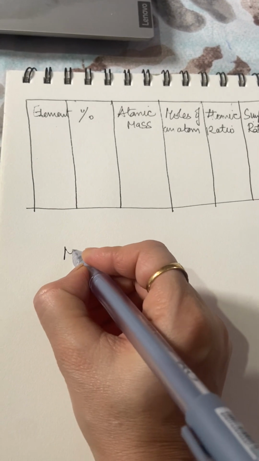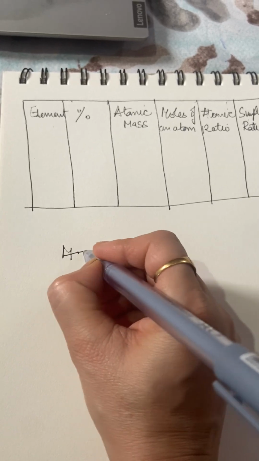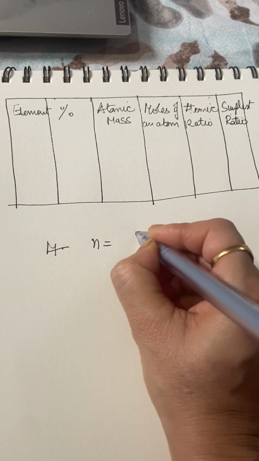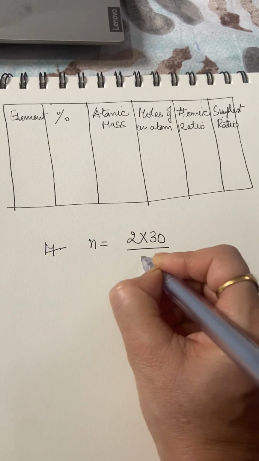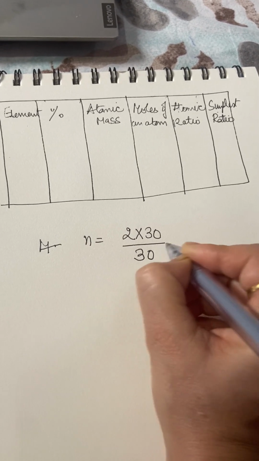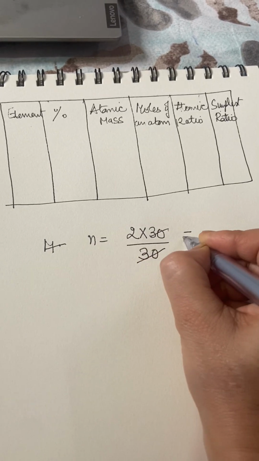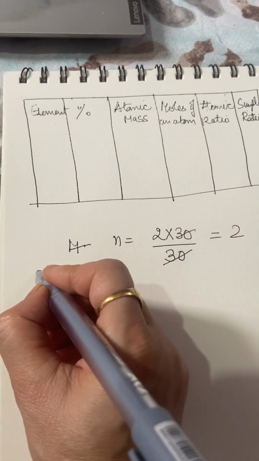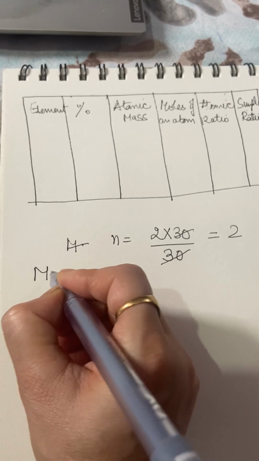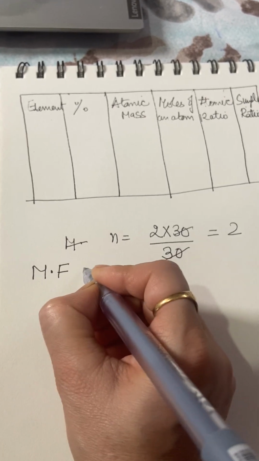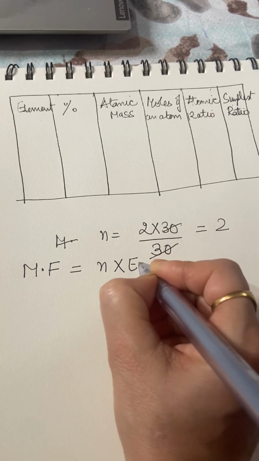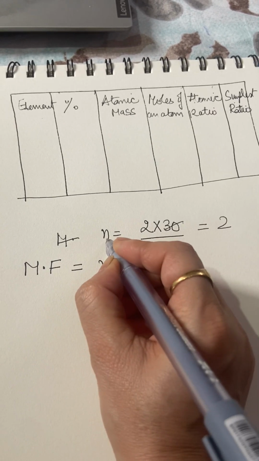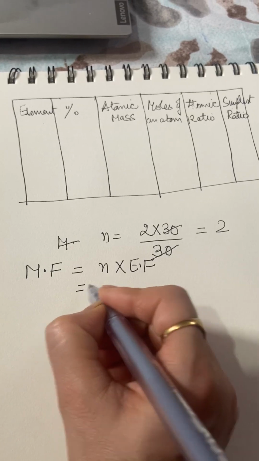The molecular formula mass, the molecular mass, will be 2 times the vapor density, which is 30, and the empirical formula weight also comes to 30. So 30 got cancelled, and we got 2 as the answer. The relationship between empirical formula and molecular formula is n times the empirical formula, where n stands for an integer. The molecular formula we have to calculate.